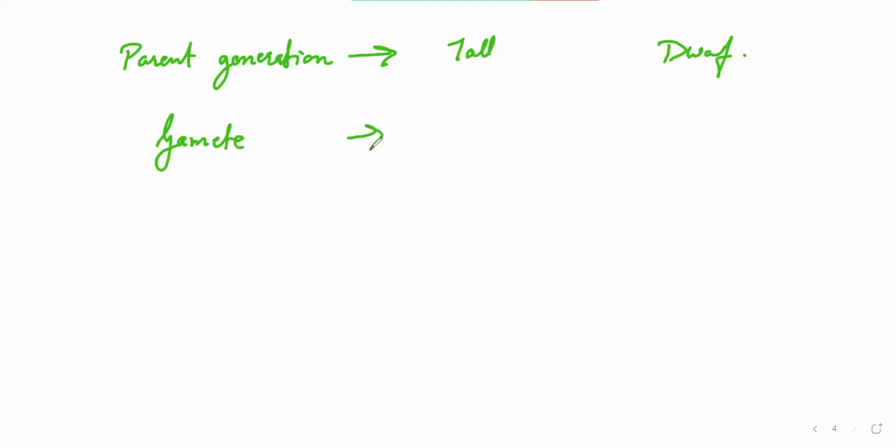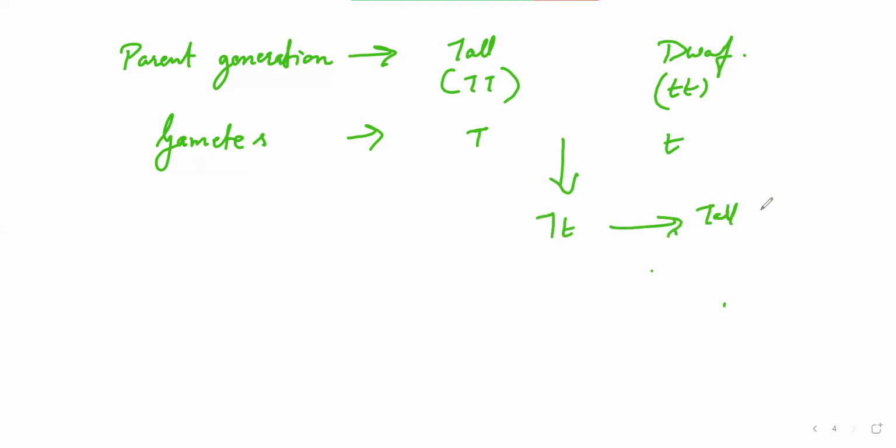Okay, the gametes you're going to take. Here it's a capital TT as we already know. Dwarf means small tt. So I'm going to take one T from here, then one t from here, and I'm going to get Tt. So whatever I have got over here is tall plants. All plants will be tall over here.